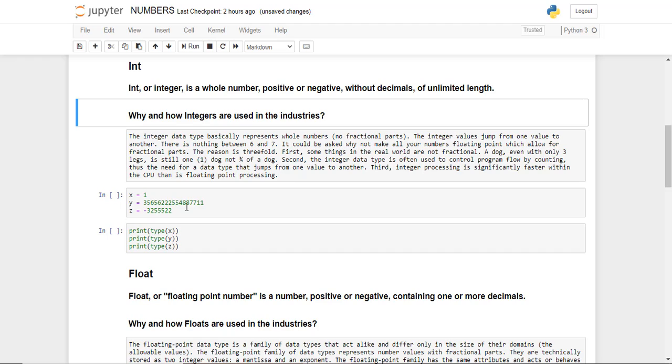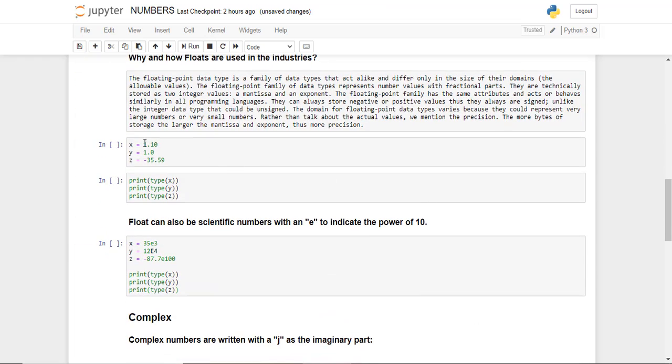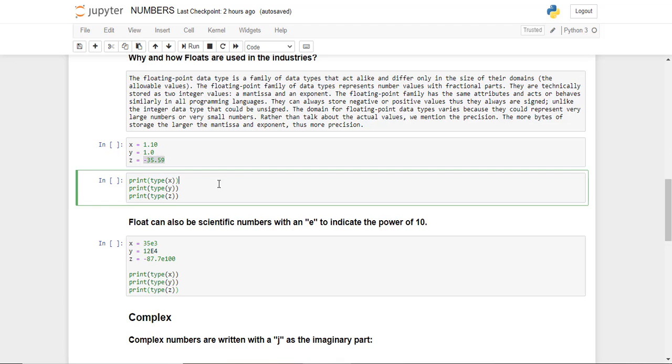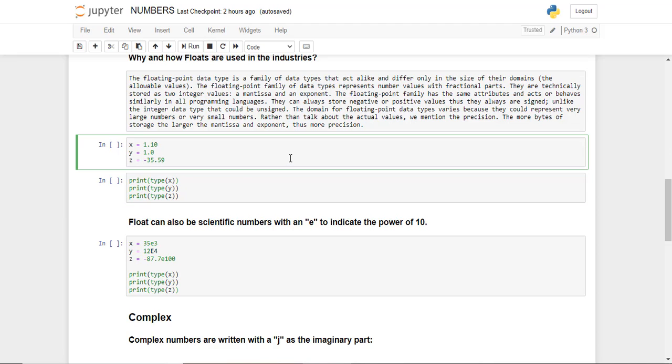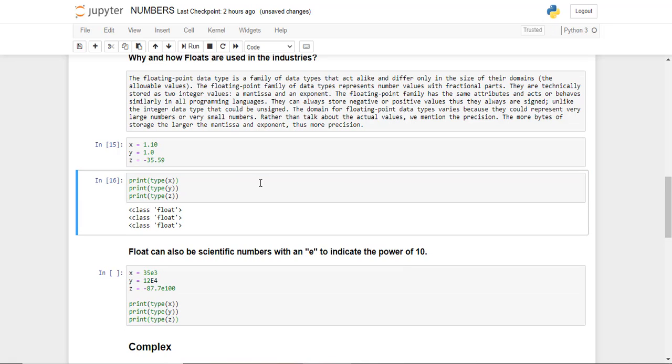Let's take a look. We'll come here. X is equal to 1.10. Because it has a decimal, it's a floating point number. Y is equal to 1.0. Now actually the value of y is 1, which is an integer value. But because we have specified .0, Python will take it as a floating point number. And then a negative floating point number. If we ask Python the data type of these three variables, let's first run this cell, and then we ask Python to identify them. It's going to come up with float for all of them.